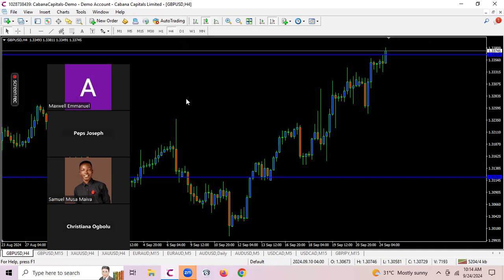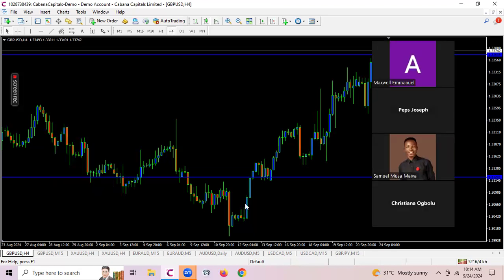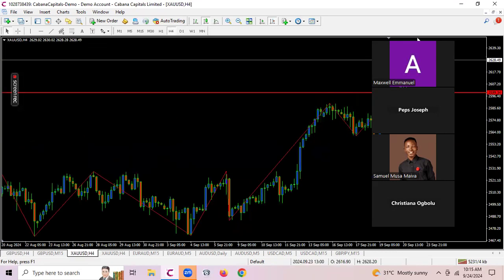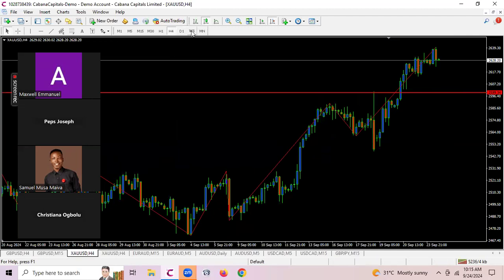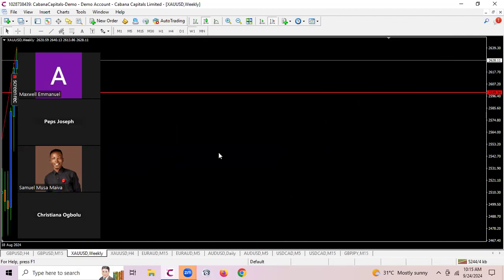Okay, so let's see gold. Max said we should look at gold. Let's look at gold. Gold has been bullish for some time, but I'm expecting gold to sell. Though it's been bullish, I'm expecting it to sell. That is my bias. I can't buy gold at the current market price.